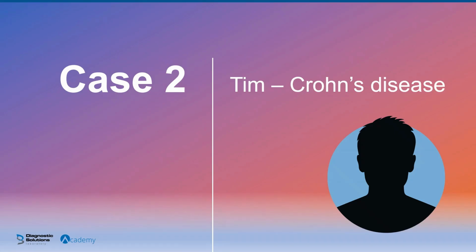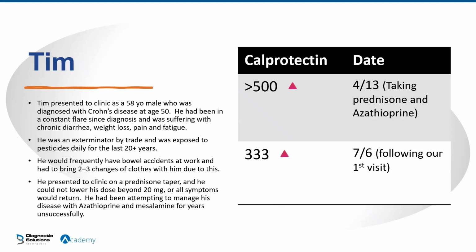Let's now switch gears and look at Crohn's disease. So we're going to talk about Tim, a Crohn's disease patient. Tim presented to clinic as a 58-year-old male who had been diagnosed with Crohn's disease at age 50. He had basically been in a constant flare since diagnosis. He had chronic diarrhea, weight loss, pain, and fatigue. He was an exterminator by trade, and so he was exposed to pesticides daily and had been for the last 20 years.